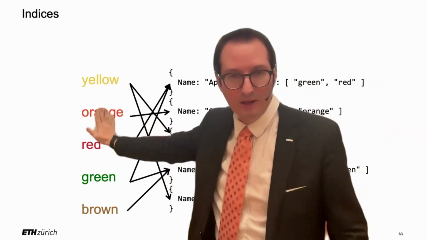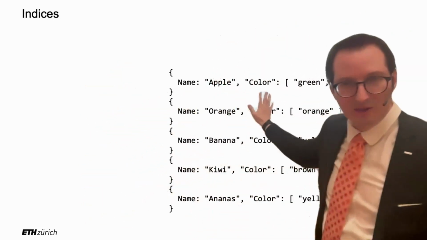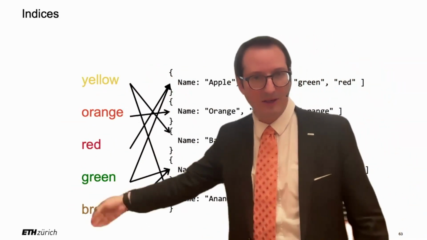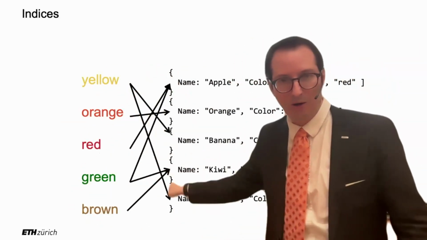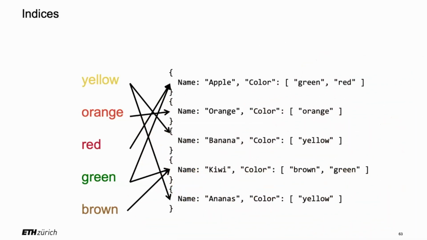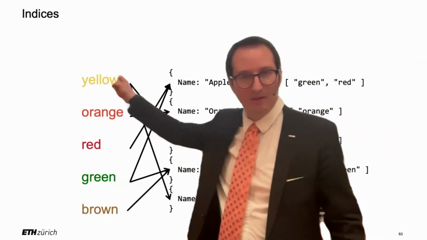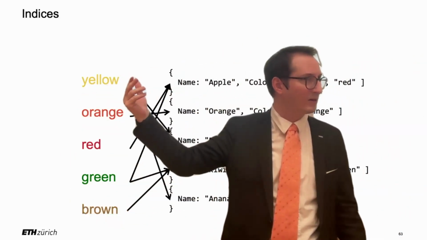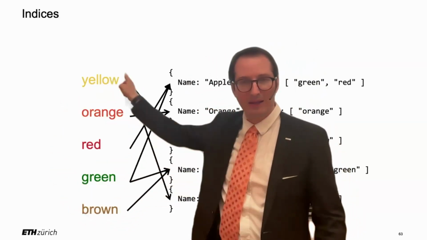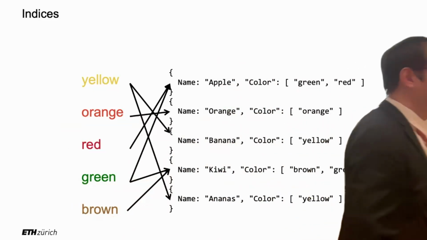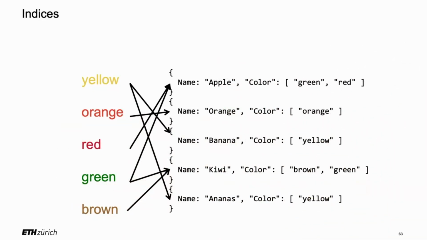What you can do is build an index. Here it's an additional structure. This is the collection. This is an additional structure that has all the colors here. And then you have yellow points to the yellow fruits, orange, red, green, these two, and brown, and so on and so on. Now, the way that this is organized is similar to this alphabetical list of words at the end of the book. It's organized in a way that you can very efficiently locate what you're looking for, right? Think alphabetically sorted, for example.